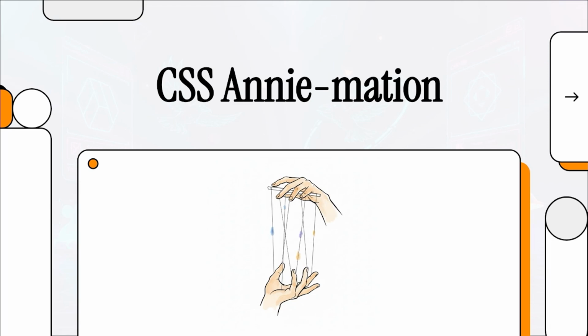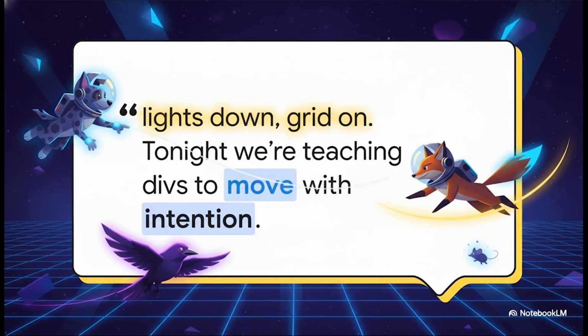Okay, let's fire this thing up. Look, we've already covered transitions, right? That's just getting your elements from point A to point B. It's fine. But tonight we're going way beyond that. We're talking about giving our code a pulse. This isn't just movement. This is a performance. So lights down, grid on. Tonight, we're going to teach divs to move with intention.